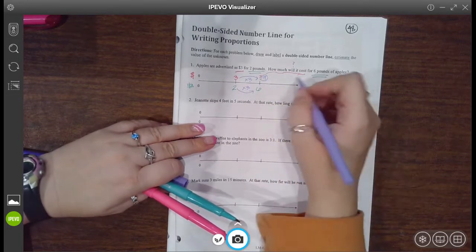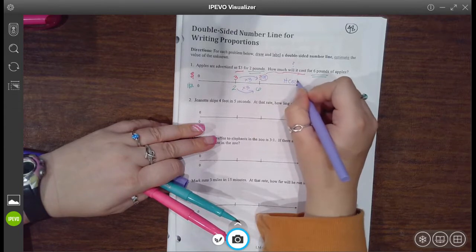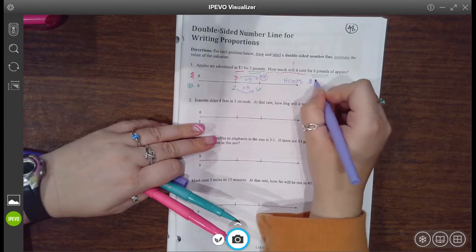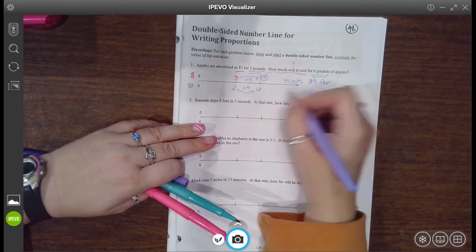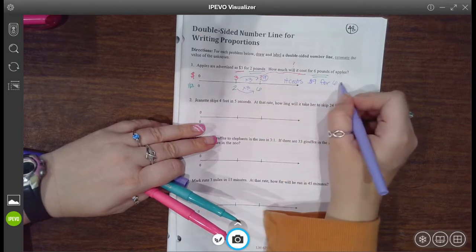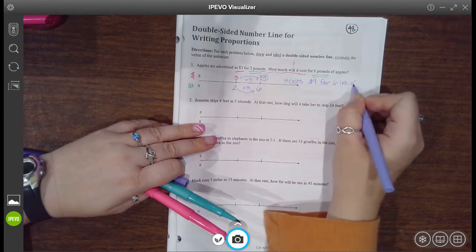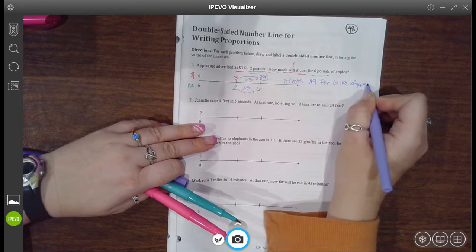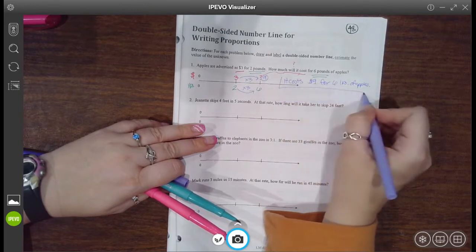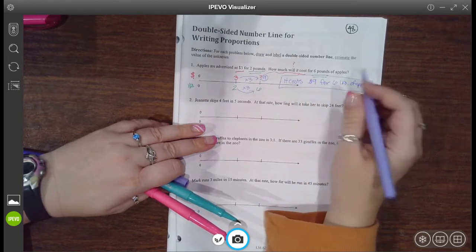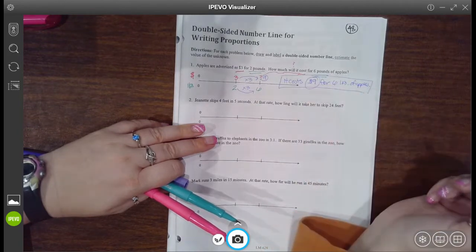Okay, so it costs $9 for what? 6 pounds of apples. So if I were ever asked to write it out in a complete sentence, that's my complete answer. But my actual answer is, how much does it cost? It costs $9.